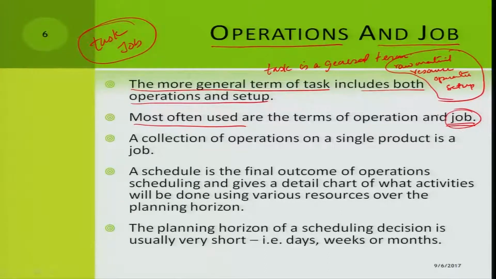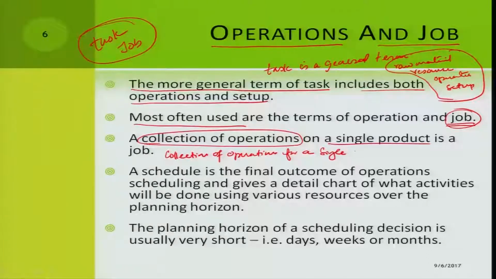The difference between a job and a task is that a task is a general term which includes both operations and setups for anything, very broad, whereas if you are taking a single product and all the collection of operations that are necessary for the single product, it becomes a job. So a collection of operations for a single product becomes a job.